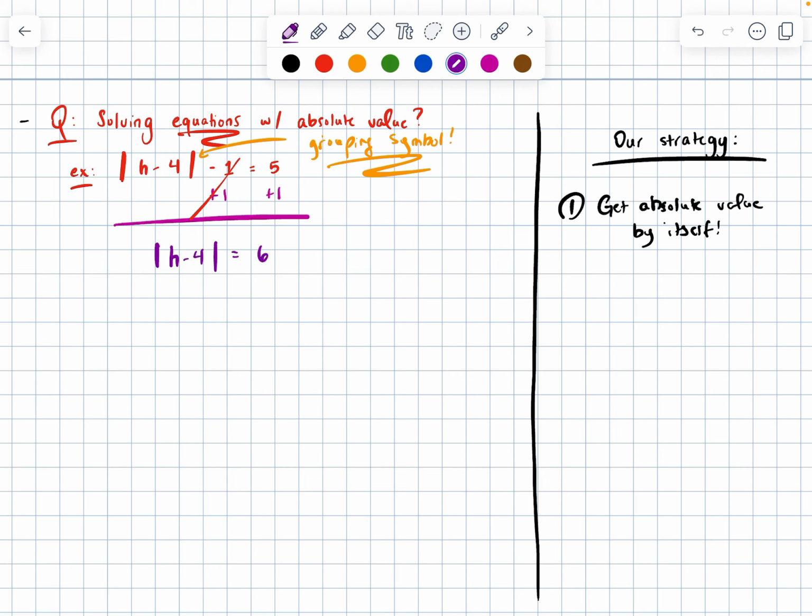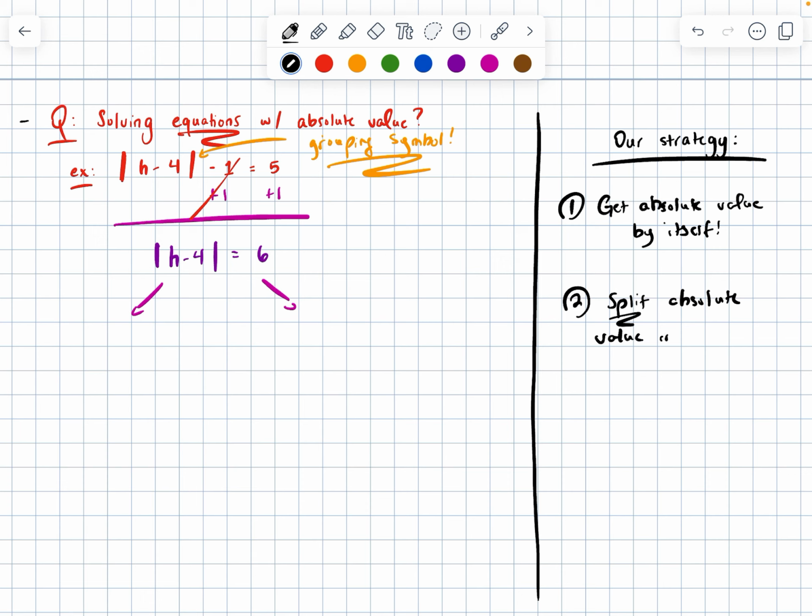And now, knowing what I know about how I could reverse engineer the number inside of the absolute value, what 2 equations could I write? Go. 5, 4, 3, 2, 1. Okay. Well, again, the question that I like to ask is what could have been inside of the absolute value to get 6? So step 2, now I'm going to do my split.